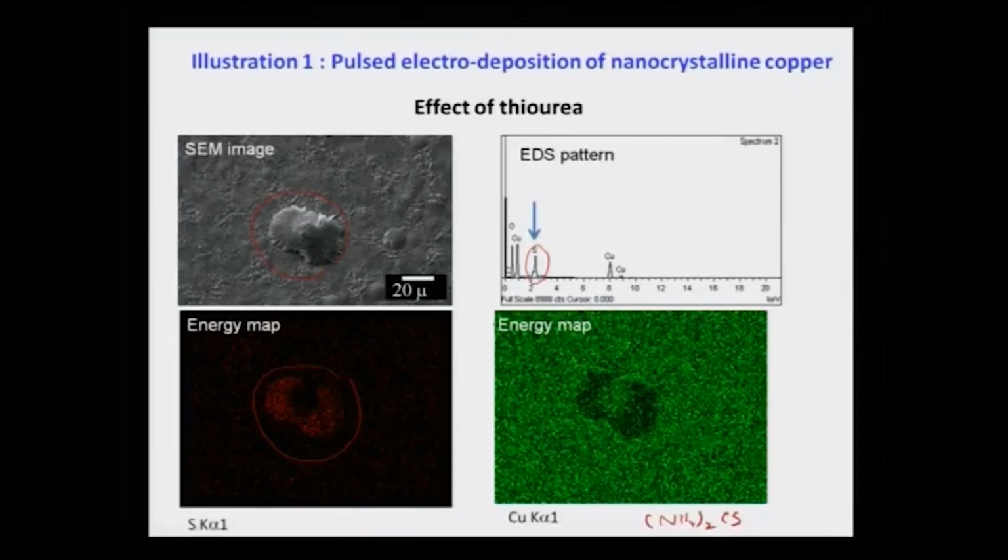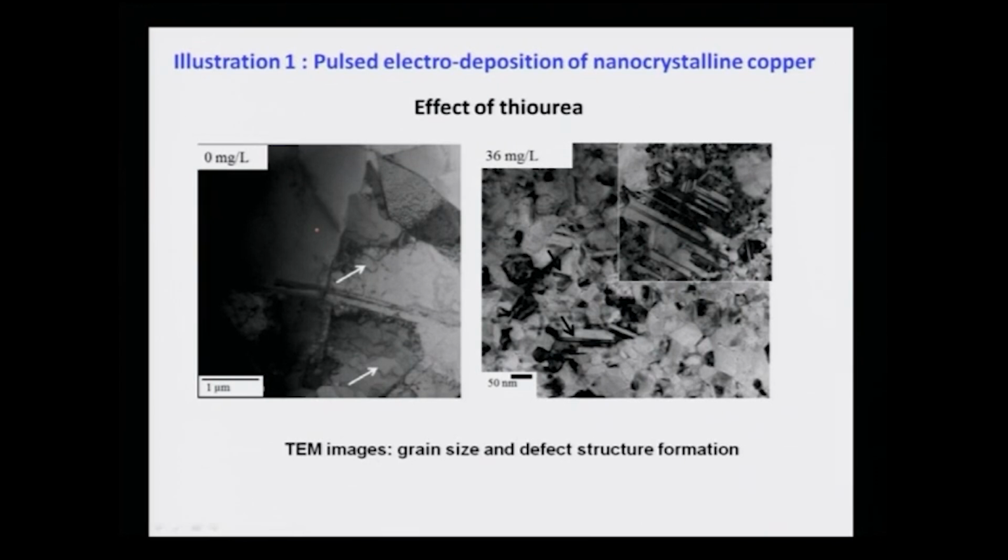If you see the copper map, it will be uniformly distributed on the whole surface except at the position where there is a protrusion, which can be mapped very easily using the scanning electron microscope image. Not only that, one can go on to use different other techniques. This one is called the transmission electron microscopic technique, which can be used to know the fine scale structure inside these deposits.